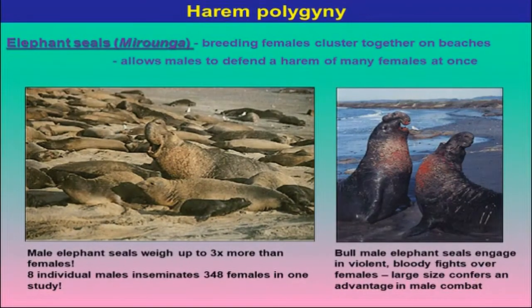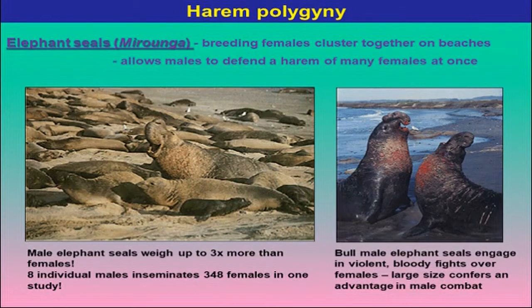Then harem polygyny is also there. In harem polygyny, a male has a number of females for mating. Say for example, elephant seals, the breeding females clustered together on beaches allow a male to defend a harem of many females at once. So the male is very strong, a stronger male, and it can fight with its colleagues. It can fight with its counterparts and protect these females.